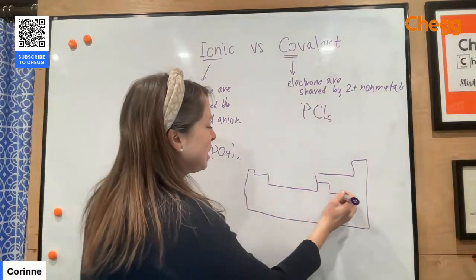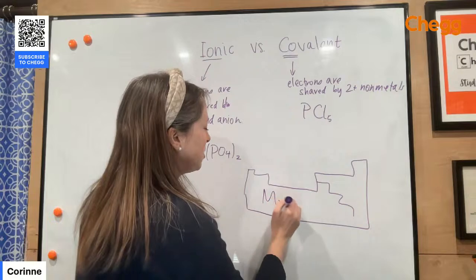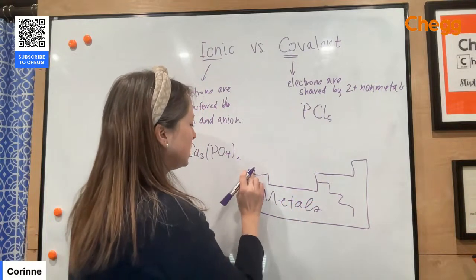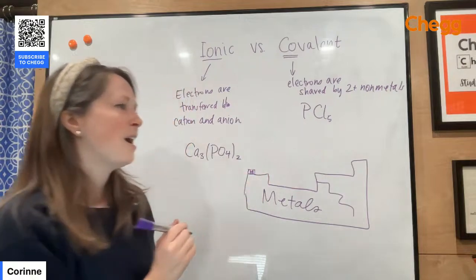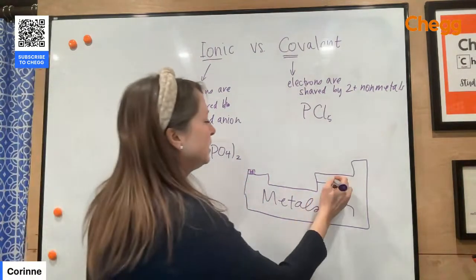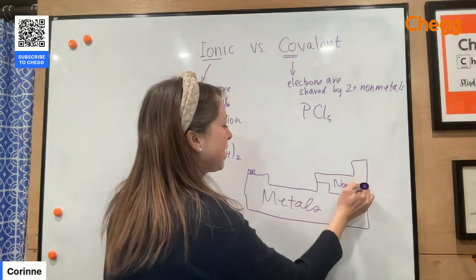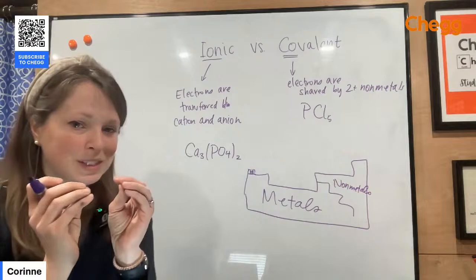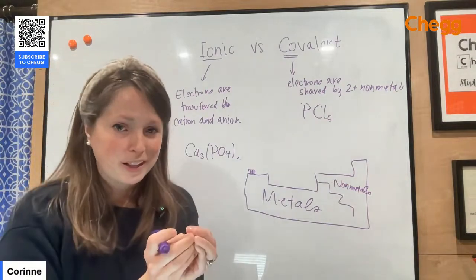So if we're looking at this up to the staircase, these are all metals with the exception of hydrogen. Hydrogen is going to be our one lone nonmetal on the left side of the periodic table. And then on the far right side is where we have our nonmetals. All right, if you have two elements that are right next to each other, that represents a covalent molecule.